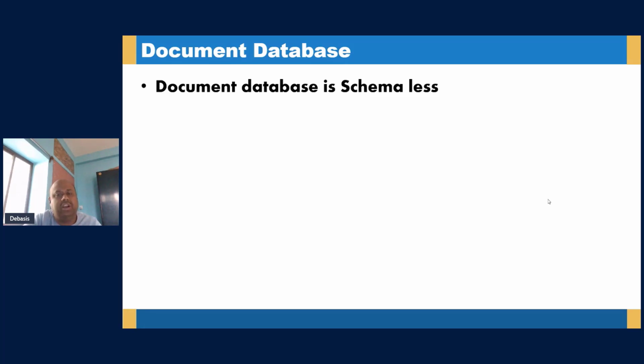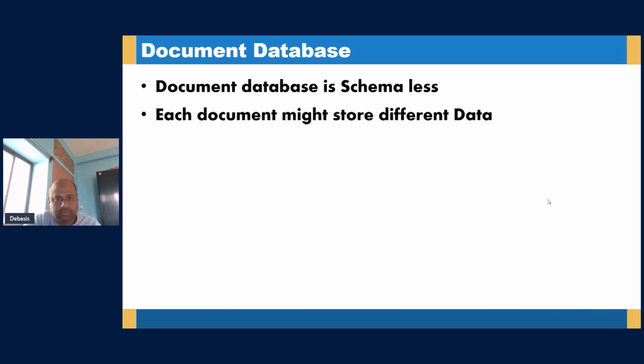But the one main difference is that here we do not have any schema, or table schema name. So each and every object or container is basically schema independent. Each document might store different types of data, because another advantage of NoSQL database is that in a NoSQL database we can store any type of data.